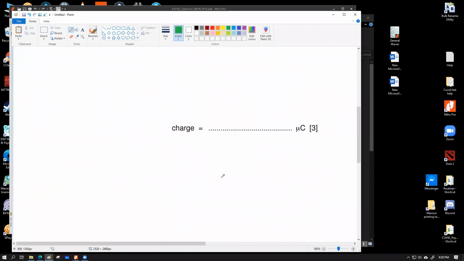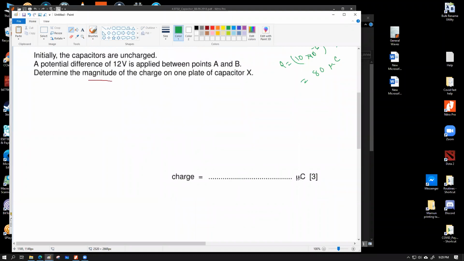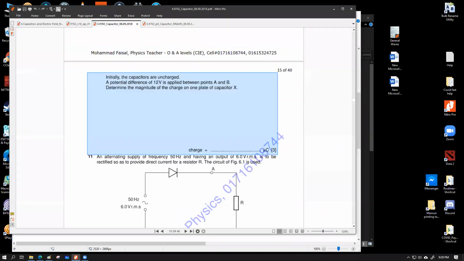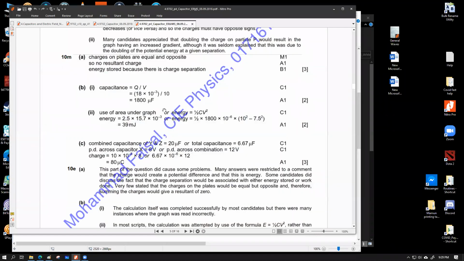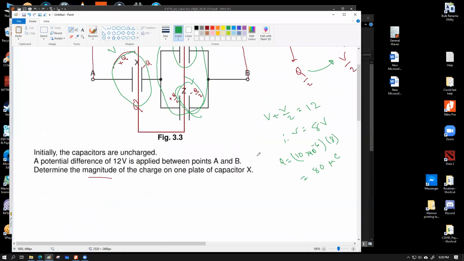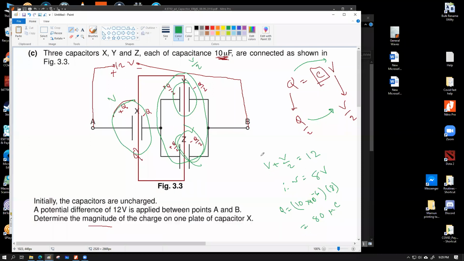Is that the answer? Microcoulomb, okay. Yes. So I'm happy with my calculation, but everyone have a look and see if you have any question. See if you understand this.